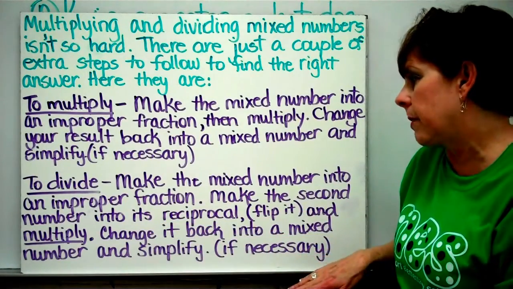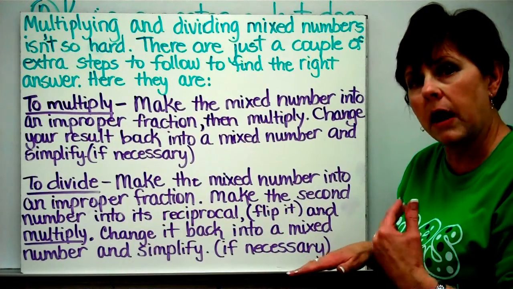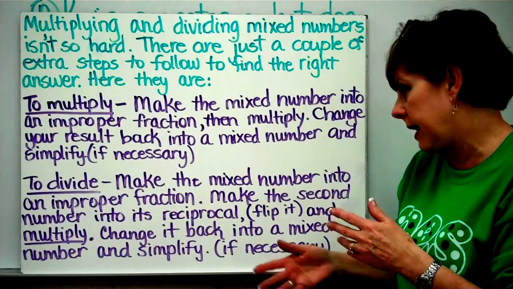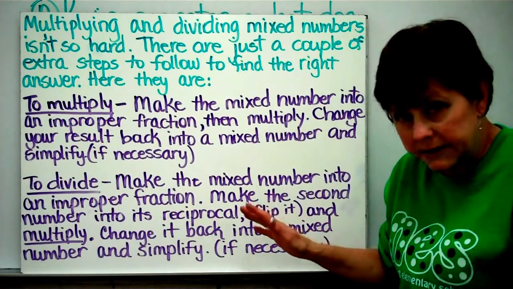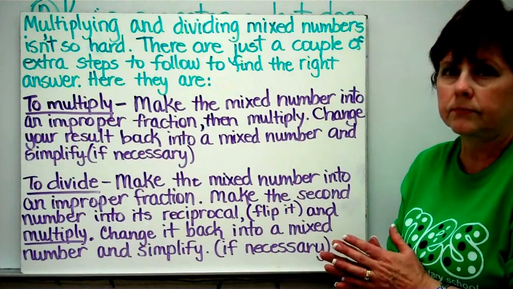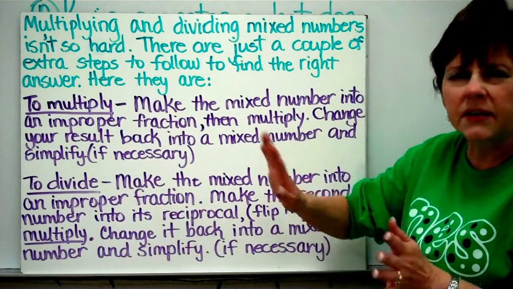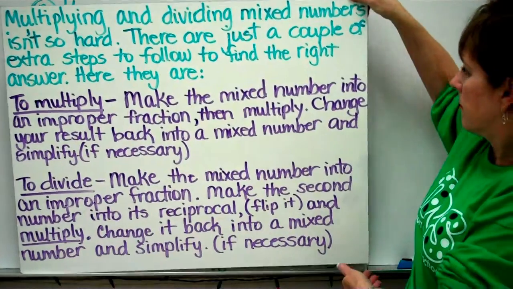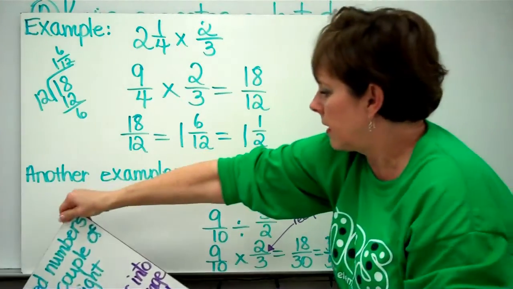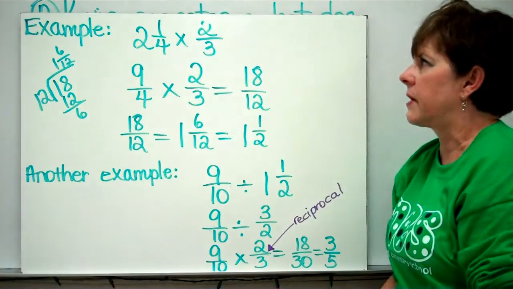Then we change it back into a mixed number. All right? Your answer, whatever you get, and you simplify it again if necessary. If you don't need to simplify it, you won't. This is tricky, not so hard. Once you get it, you're just going to fly right through it. Now, let's look at an example of this.